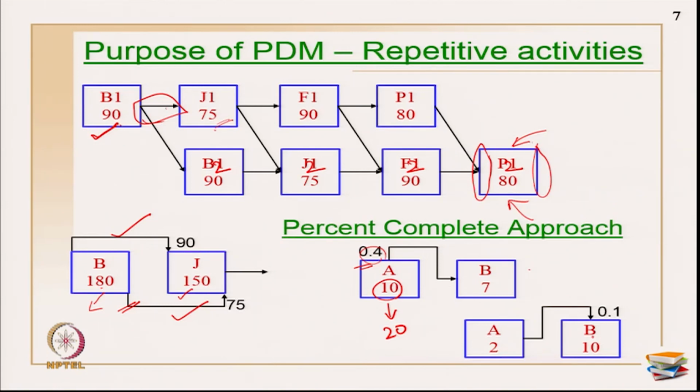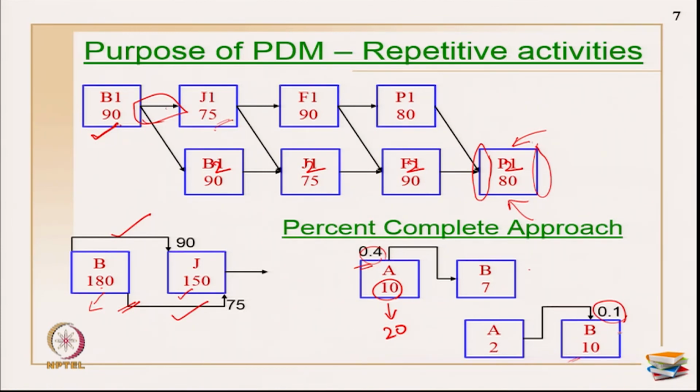The same thing for finish also I can do. I have an activity A of duration 2, and an activity B of duration 10. Once A is completed, there is a finish notation to B, and that is governed by 0.1, which implies that before 1% of B completion, I have to finish my A. 10 days is the duration of B, so 1% completion is actually 1 day. So A has to be completed on the 9th day of B. That is the meaning of representing this.